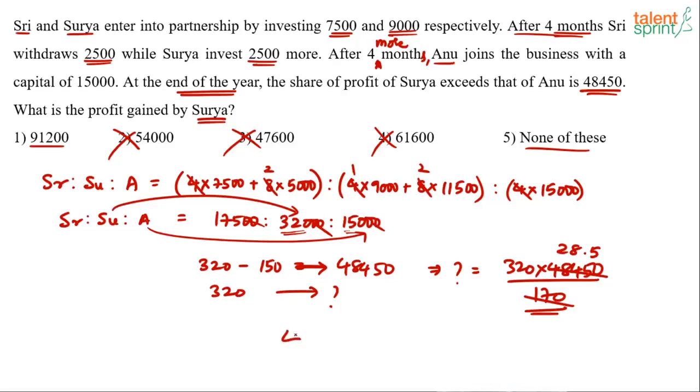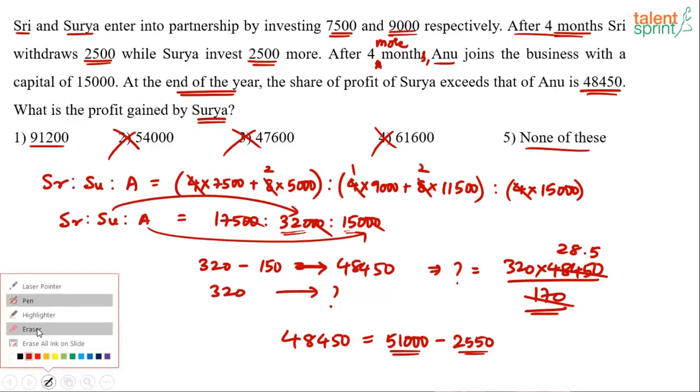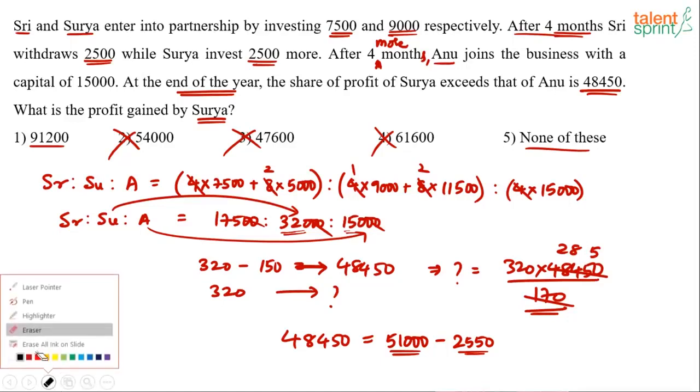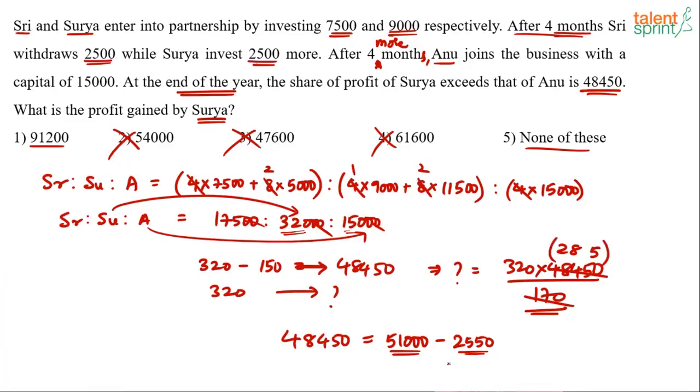You're able to follow. What I did mentally there was 48,450 is equal to 51,000 minus 2,550. Because I know that 51,000 by 170 is 300 times, and this is 15 times. So 300 minus 15 is 285. So final answer should be 320 into 285. Verify that. You will get option 1 as the answer: 91,200.